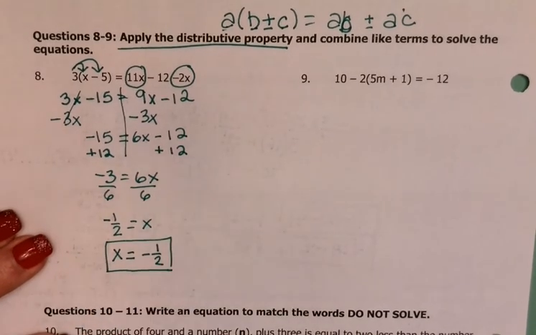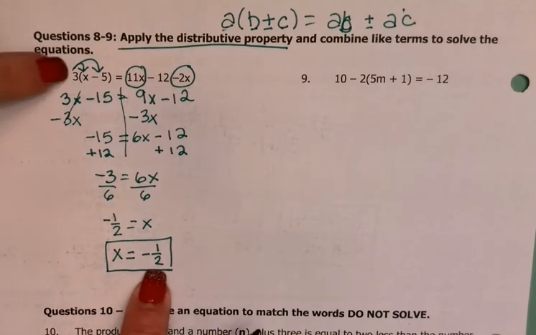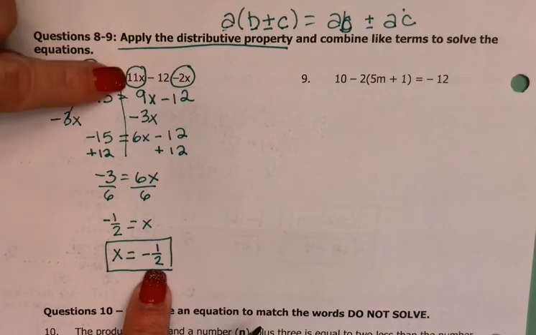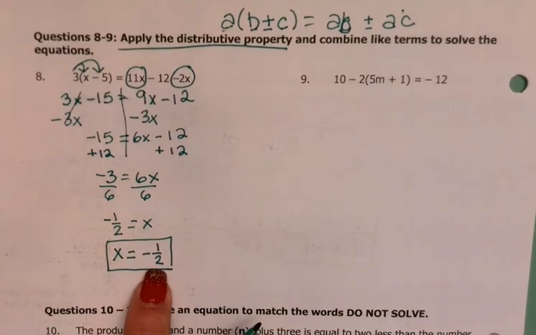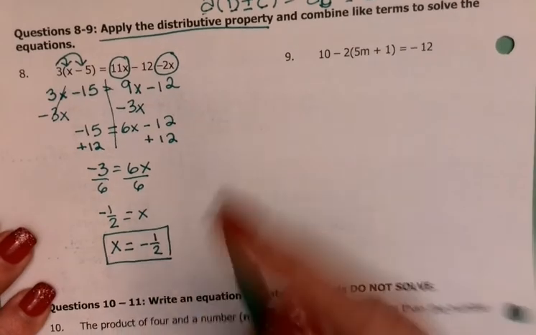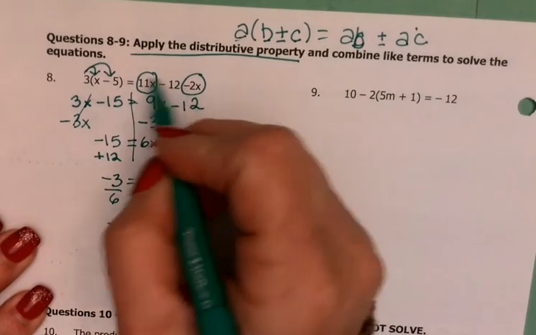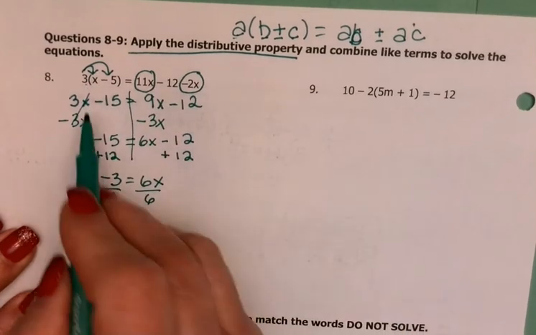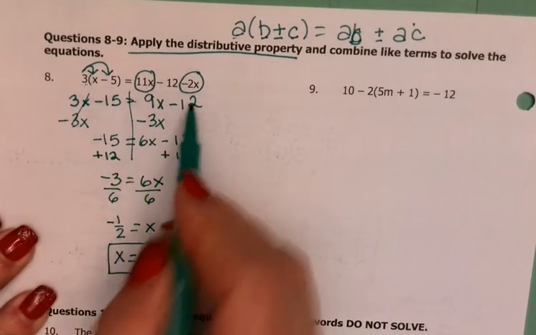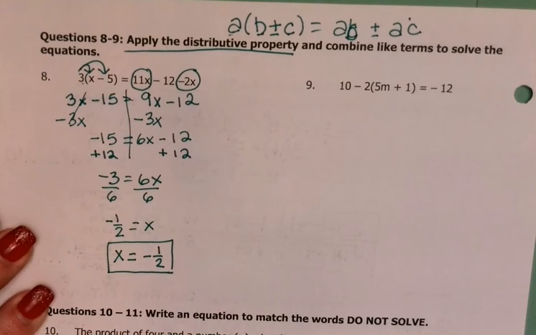And again, you can always use Desmos to check. You would type in x equals negative 1/2, then type 3 parentheses x minus 5, go down a line and type 11x minus 12 minus 2x. Remember, in Desmos, you always substitute in or type in from the original equation. Don't do it with any information that you have already changed.